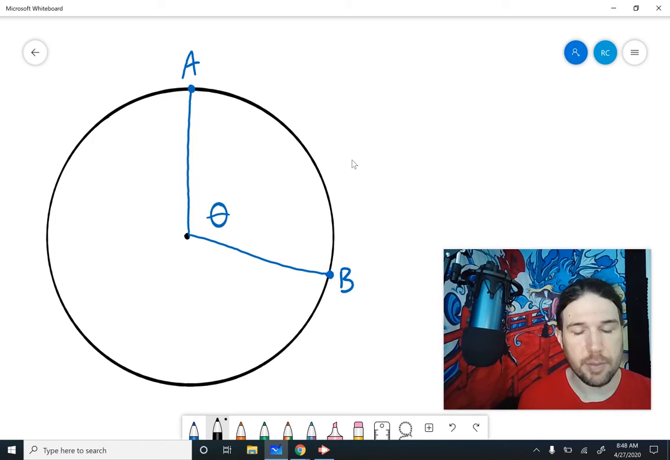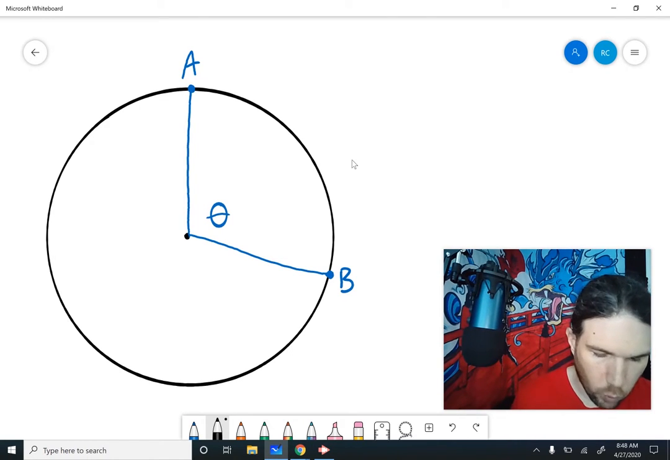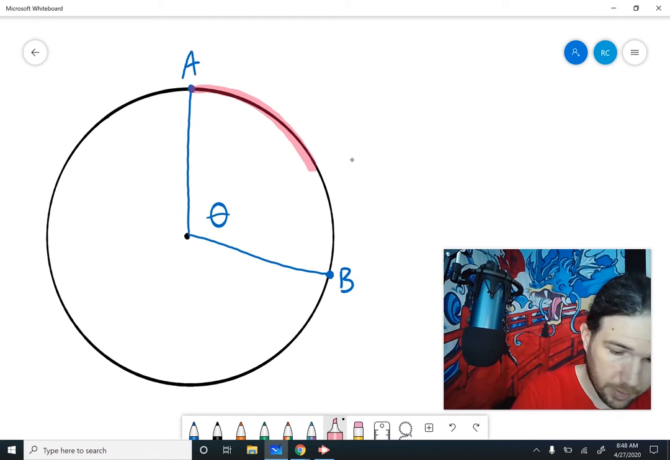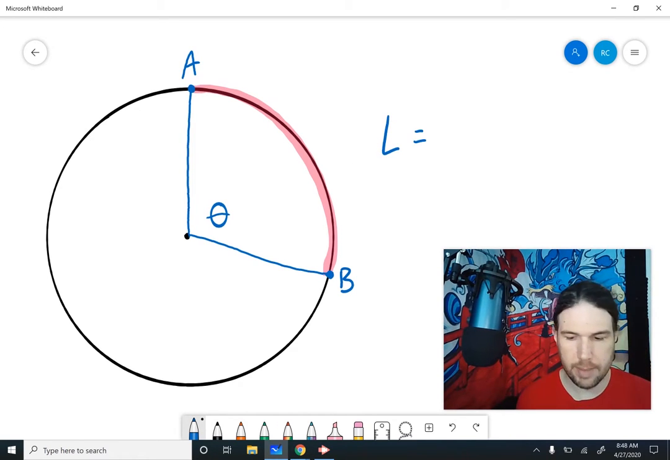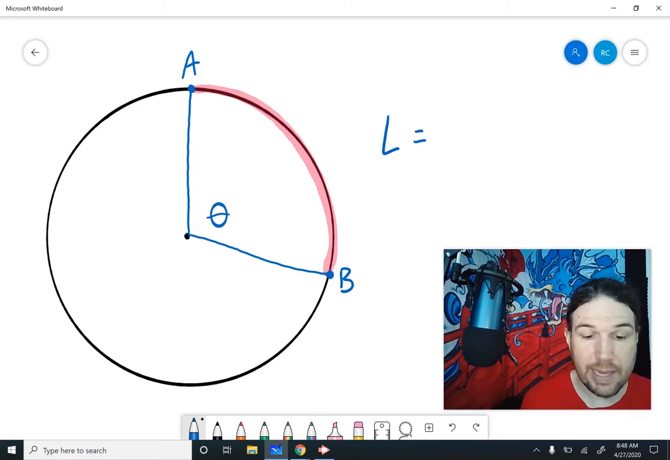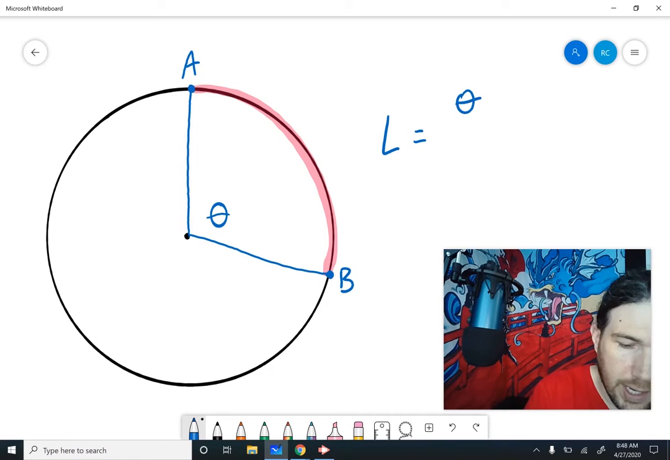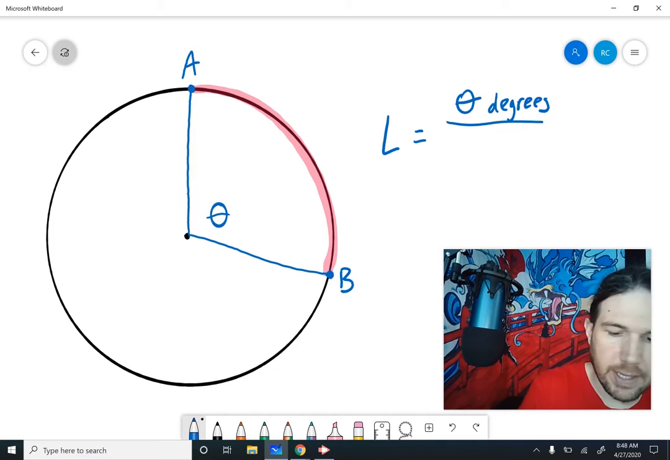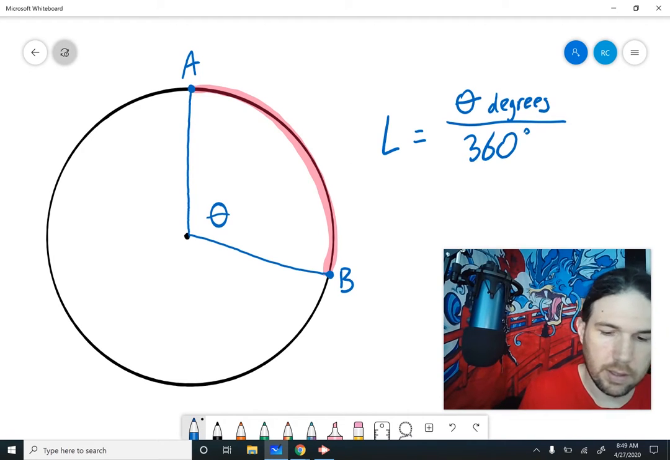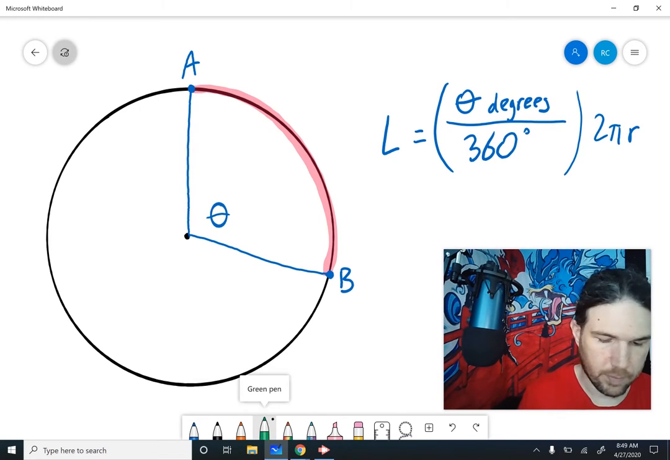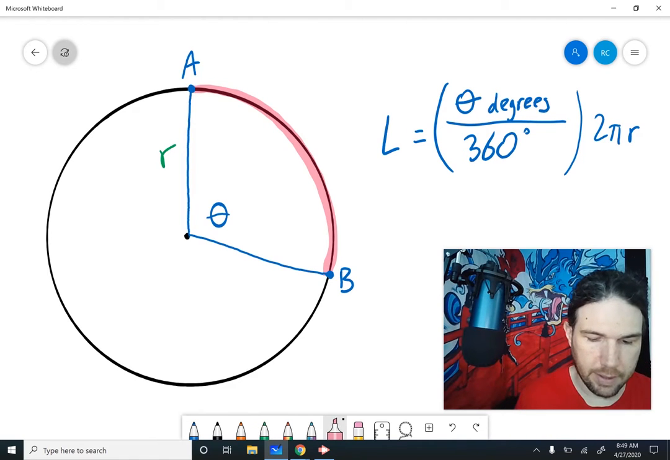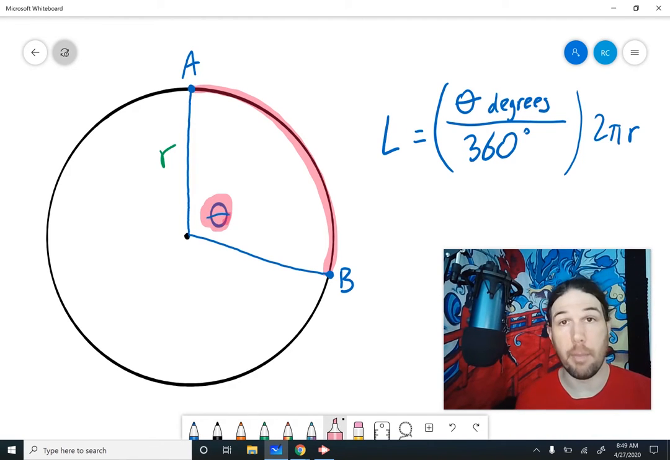In last week's videos, we learned that in order to find the length of an arc, let's call the length L, that length is the angle you've got in degrees divided by 360 degrees, and you multiply that by 2 pi r, right? R being the radius, and theta being the central angle, the measure of the arc.